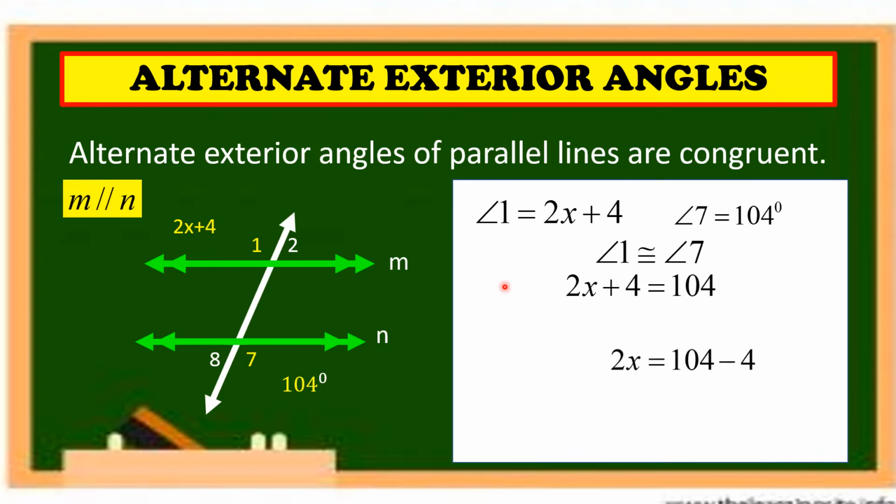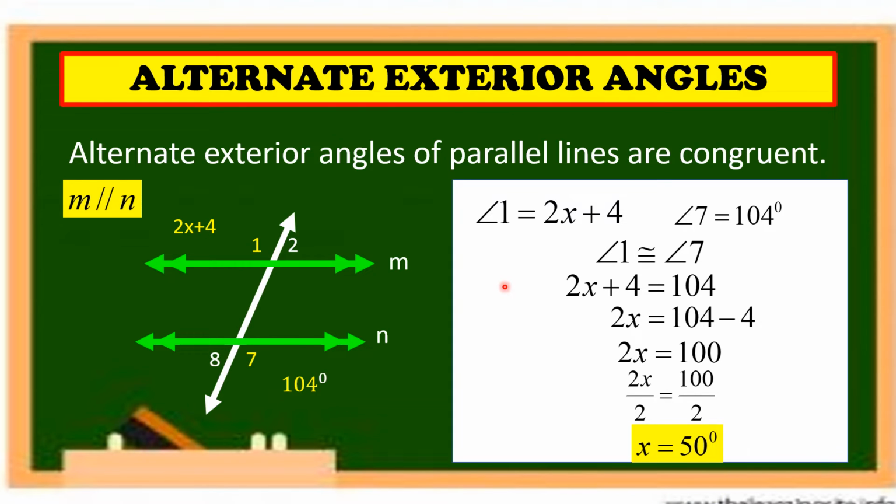Solving for x, 2x equals 104 minus 4. 104 minus 4 is 100. 2x equals 100. Dividing both sides of the equation by 2, 2x over 2 equals 100 divided by 2. What is the value of x? The value of x is 50 degrees.